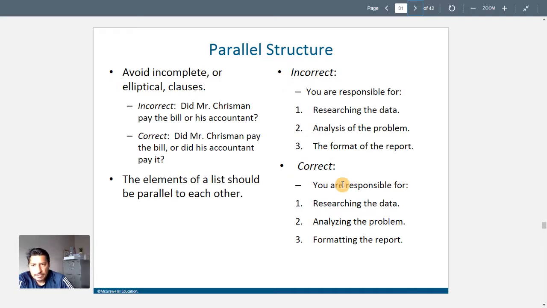Incorrect and correct: you're responsible for researching the data. Now, you're responsible for researching the data, analyzing the problem, formatting the report. See, there are two ways you can write it down. The correct way, we look into it and try to adapt it.